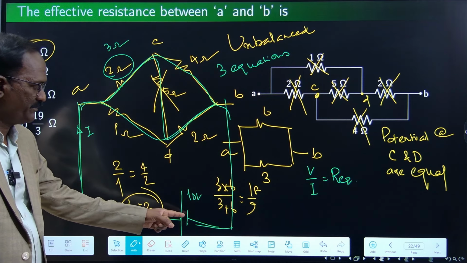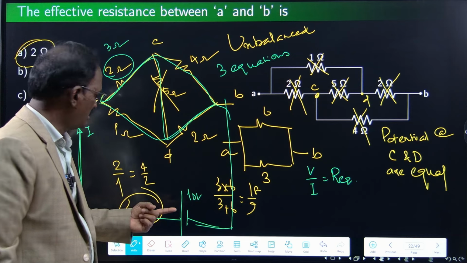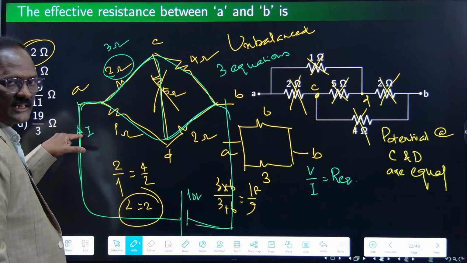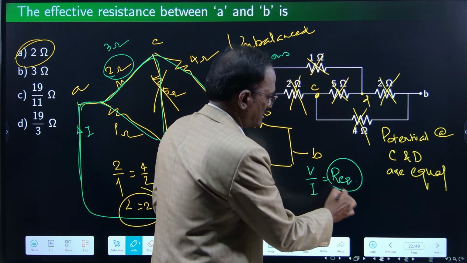You assumed one dummy battery of 10 volts, any value, 10 or 100 or even 1 volt. Then for this 10 volts, what is the current? That current, V by I, is equal to R equivalent. This is the answer, right?